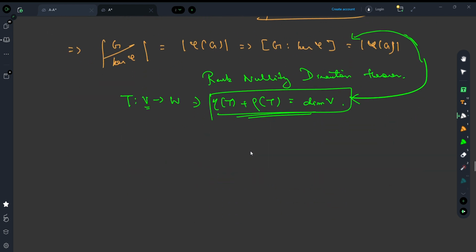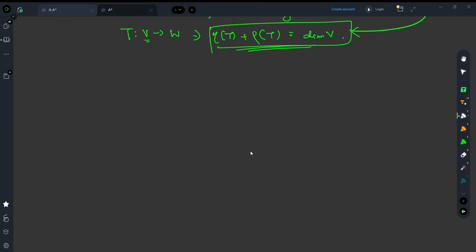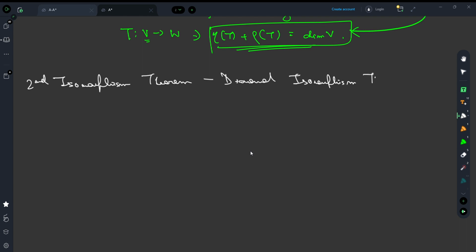Okay. Without further ado, let's dive into the next isomorphism theorem, which is the second isomorphism theorem. And this has one more name, which is called, I guess, the diamond isomorphism theorem. Okay, what do we have here?